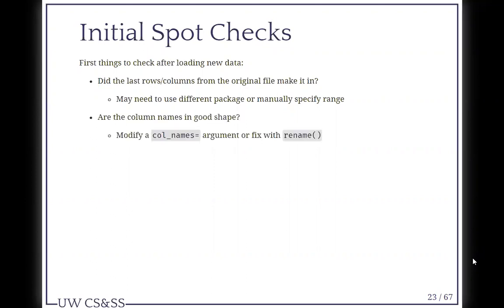Next, I'll ask, are the column names in good shape? Do I need to modify using the col_names argument with that paste example that I had before with all the little i's and capital D's and what have you? Or do I need to just use the rename function and rename a bunch of things that have weird spaces or characters that R doesn't like?